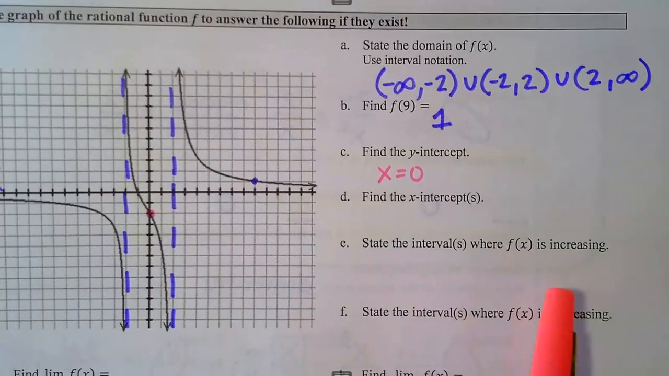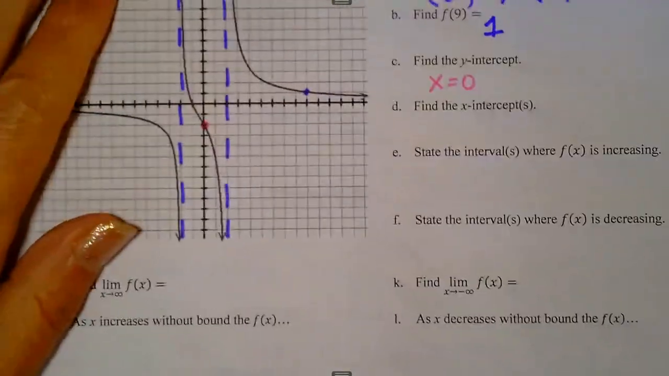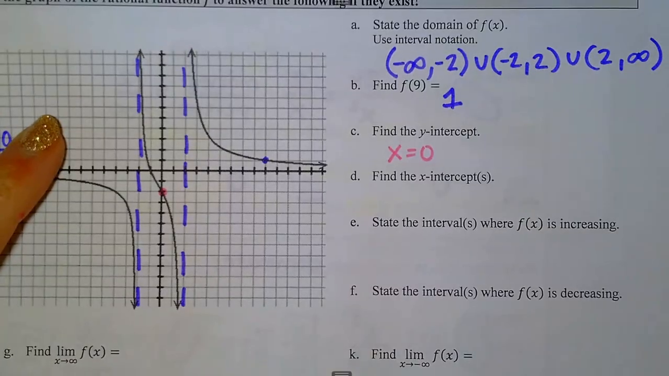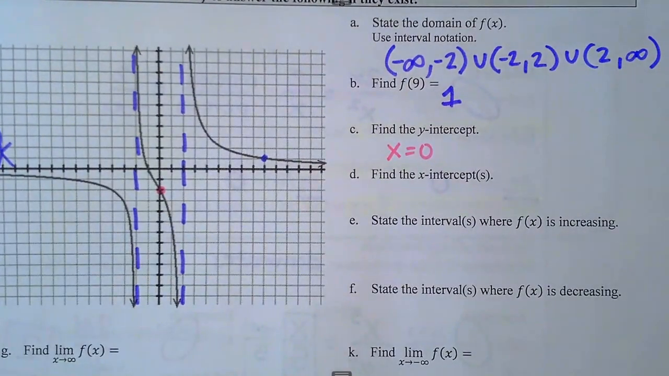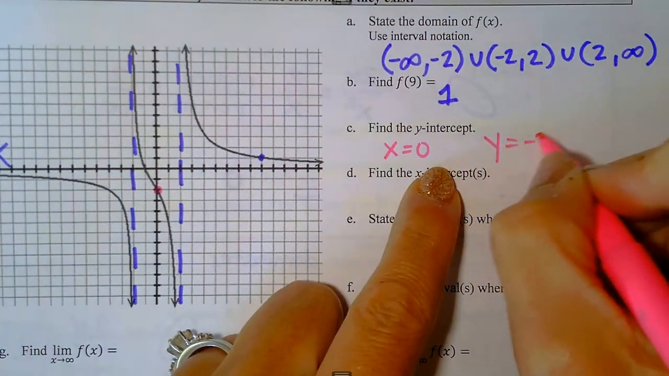Okay, state when it's increasing, decreasing. I feel like you can do that. The answer for C is just x equals 0? Or is it negative 2? You have to find when x is 0, so yeah, it's negative 2. So it's just y equals negative 2.